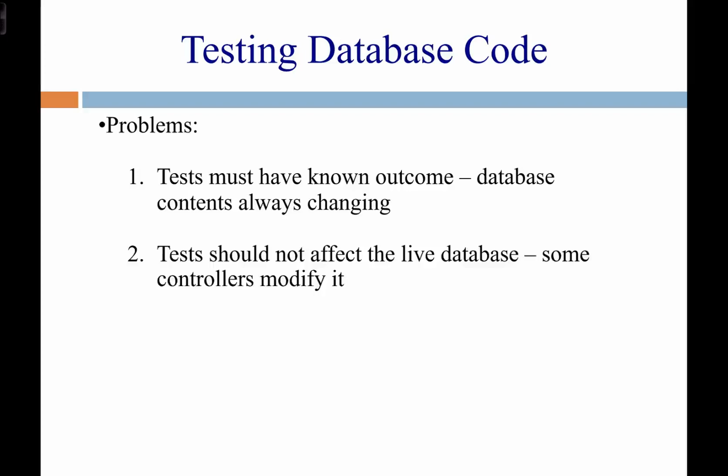The other problem, and it's related, is that unit tests should not affect the live system that users are seeing. So users of the library should not see books becoming available and unavailable rapidly just because your unit tests are running and checking out books and then returning them. So how can we address these problems? We'll look at a few ways.